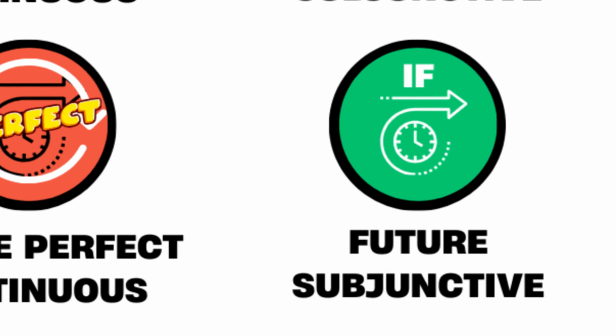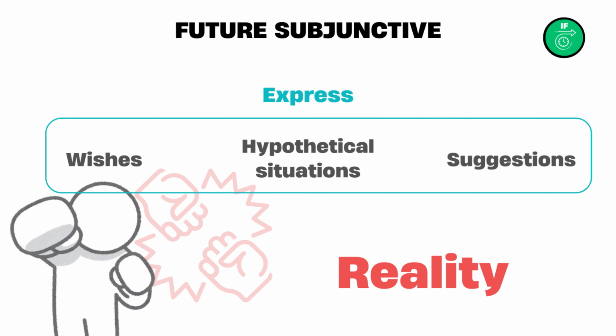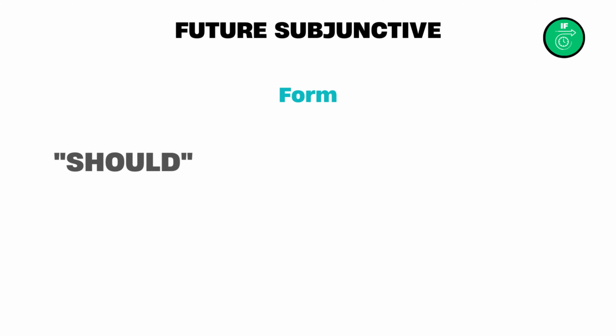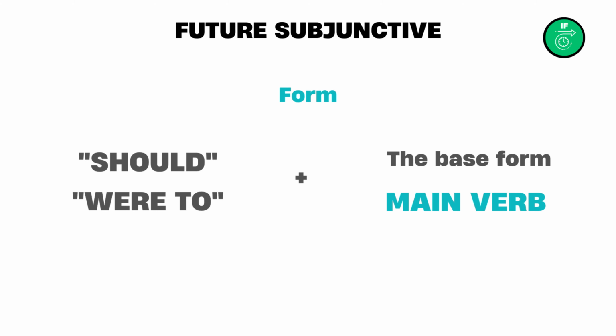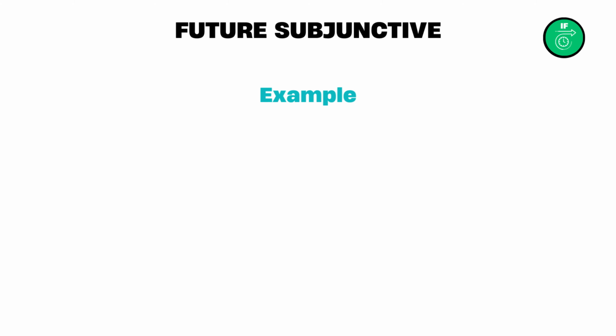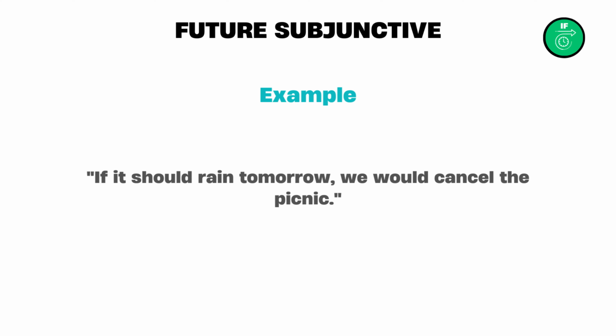Future subjunctive is used to express wishes, hypothetical situations, or suggestions that are contrary to reality in the future. It is formed using should or were to plus the base form of the main verb. Example: if it should rain tomorrow, we would cancel the picnic.